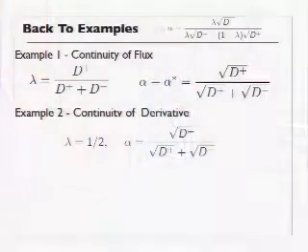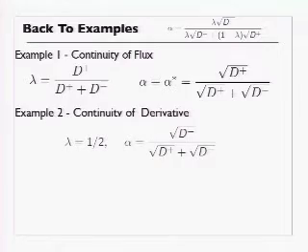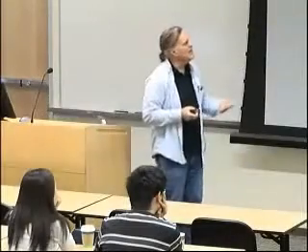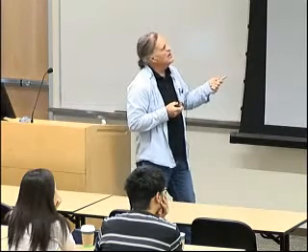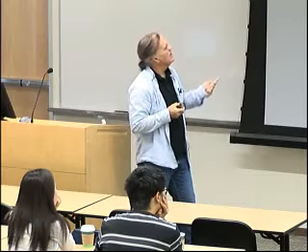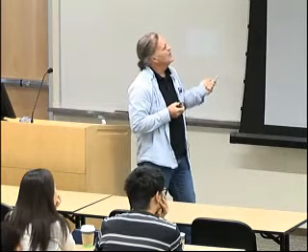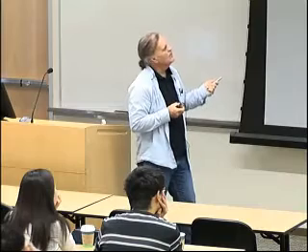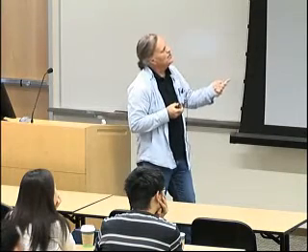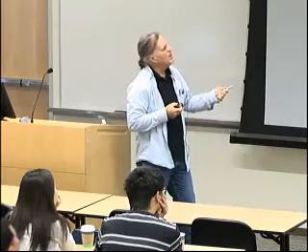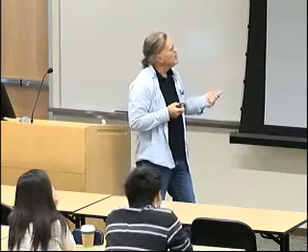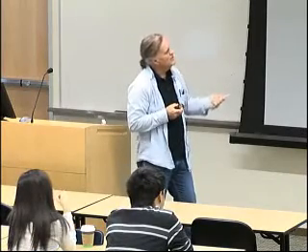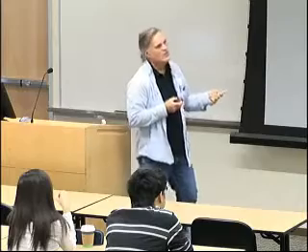If we apply that to the examples, the first two examples are the only two where I know what the interface condition is. In the first one, lambda was D plus over D plus plus D minus, because we wanted continuity of flux. You put that into this equation up here, and you find that the proper alpha star is given by this ratio. For the continuity of the derivative, lambda was 1/2, and you substitute that in, and you get the proper alpha to use for the representation in that problem.